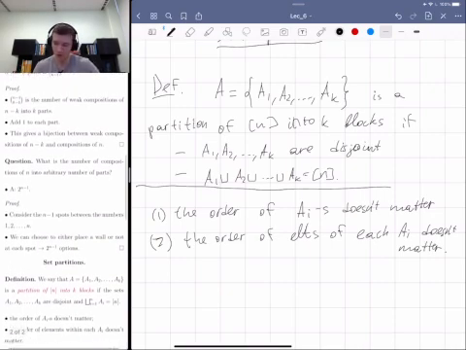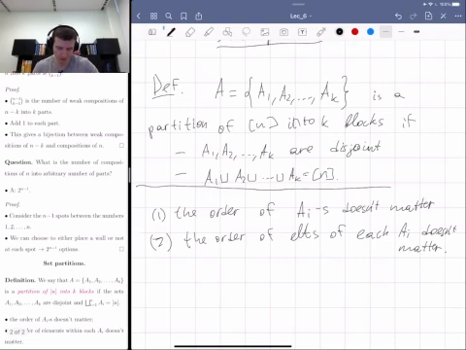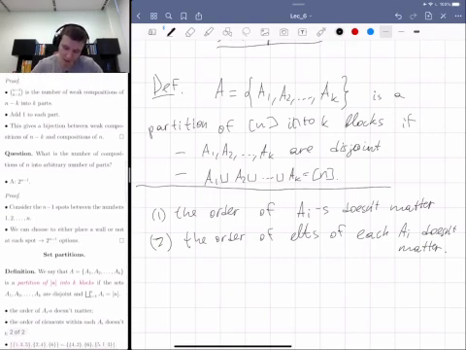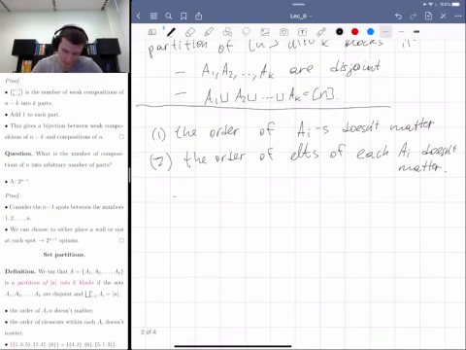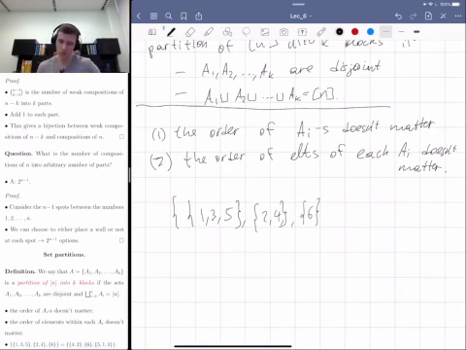So here I have some examples. Let me just show you how I would denote a set partition: {1, 3, 5}, {2, 4, 6}. That's one example of a set partition of [6] into 3 blocks.